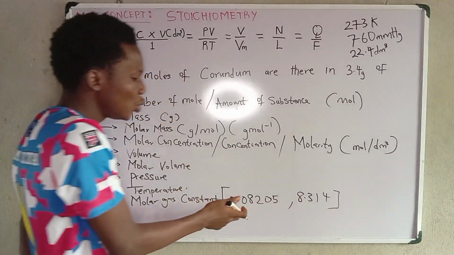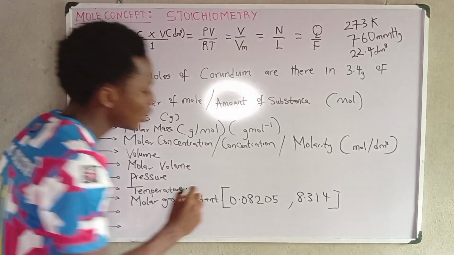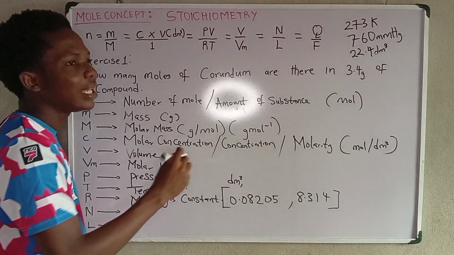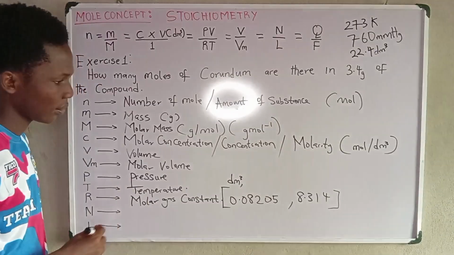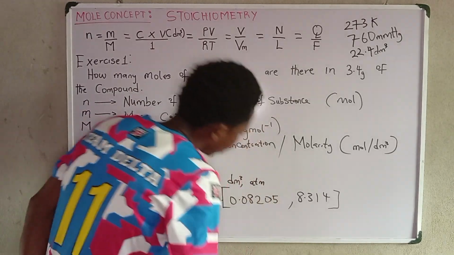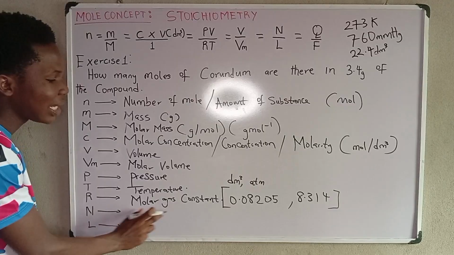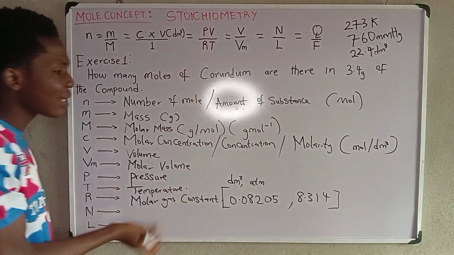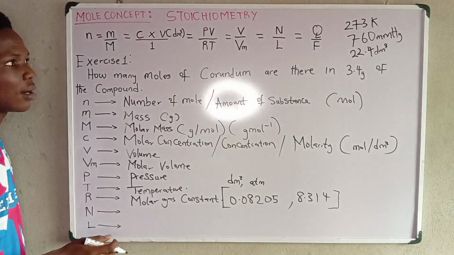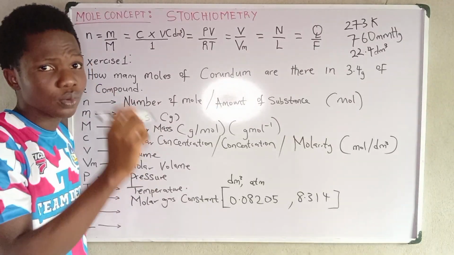Now, in a stoichiometric question, we might encounter these values. How do we know when to use this one and when to use the other? When your volume is in dm cube or in milliliter, and your pressure is in atm, atmosphere, please use this value for the molar gas constant. Hope as I'm explaining these parameters, you are also looking at the formulas. You need to understand these before you can apply them. You don't just cram, you won't understand.